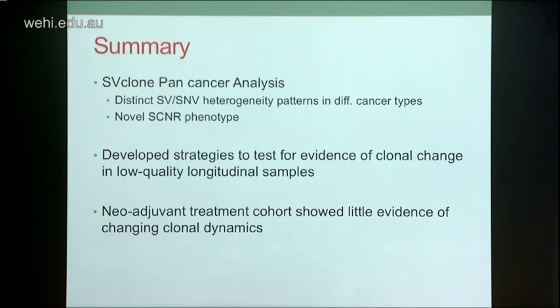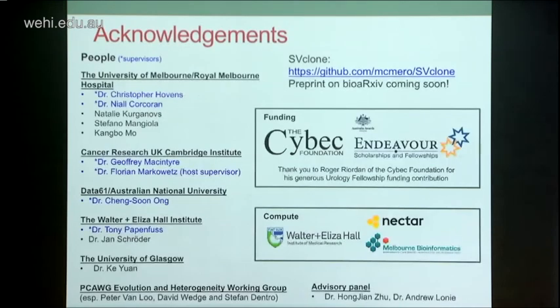In terms of the summary, we used SV clone for this pan-cancer analysis. There were distinct SV and SNV heterogeneity patterns across the different cancer types. We had this novel SCNR phenotype, and we also developed some strategies for looking at clonal shifts in these low-quality samples. We found a little bit of evidence, but not much, for changes in the clonal dynamics.